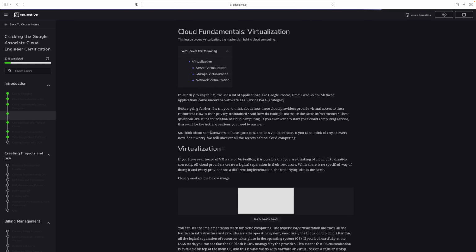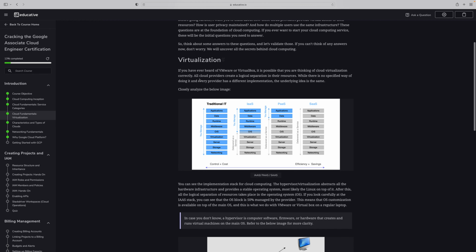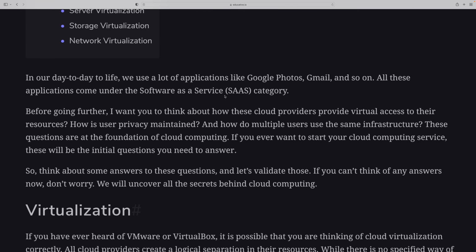So now let's go to virtualization. This is again divided into three categories: server virtualization, storage virtualization, and network virtualization. So what is virtualization? Let's understand this. In day-to-day life, you use a lot of applications like Google Photos, Gmail, and so on. All these applications come under software as a service.